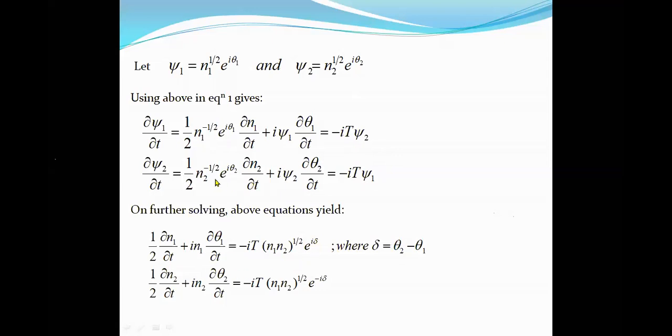And similarly this. Here you also again do the same thing, that you multiply this entire equation by n2 raised to the power half, e raised to the power minus i theta 2, that's what you get. So I'm waiting for 2 minutes for your verification of these equations.